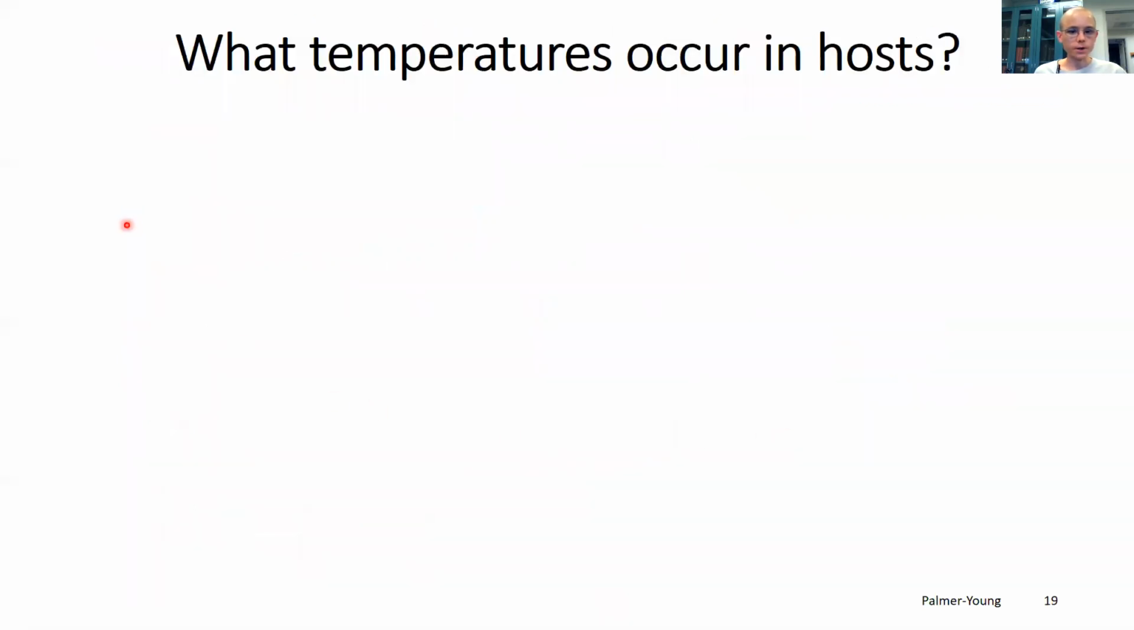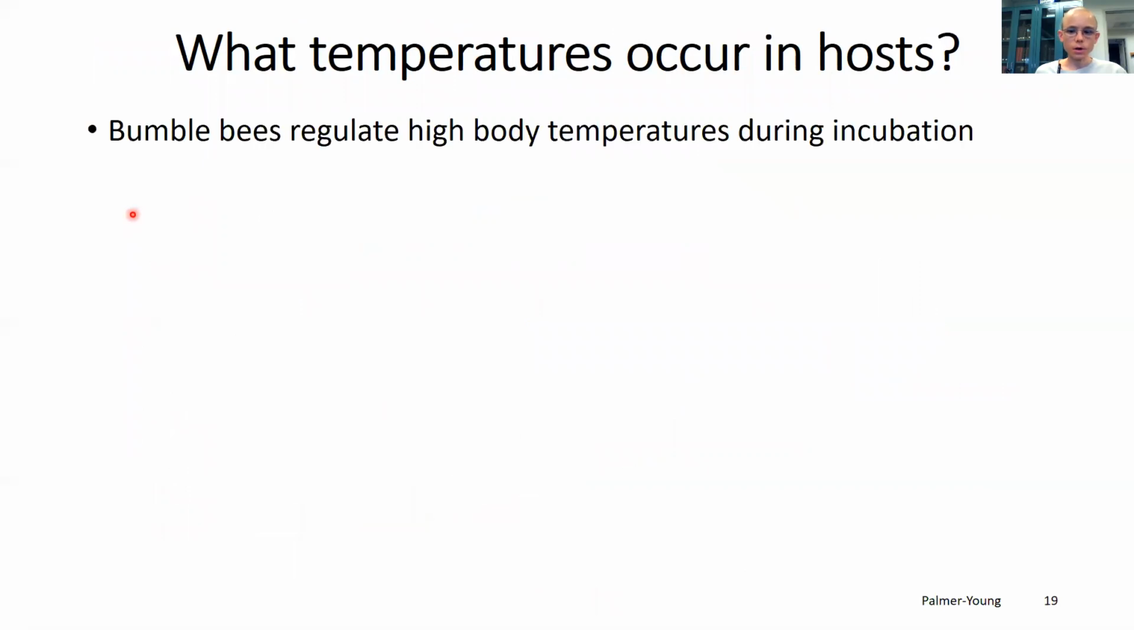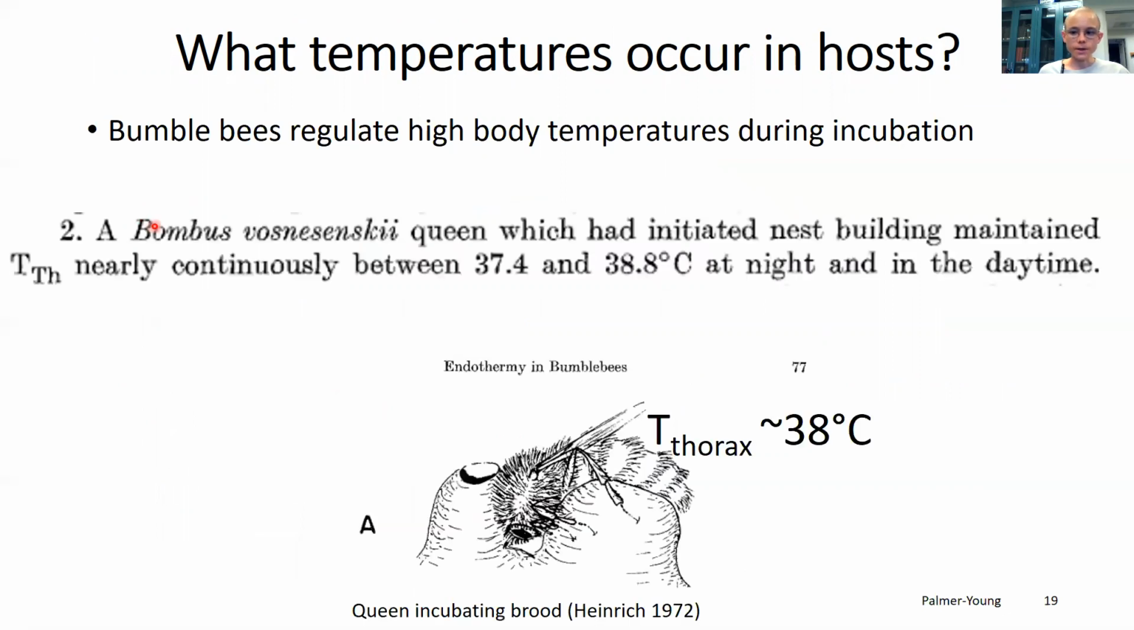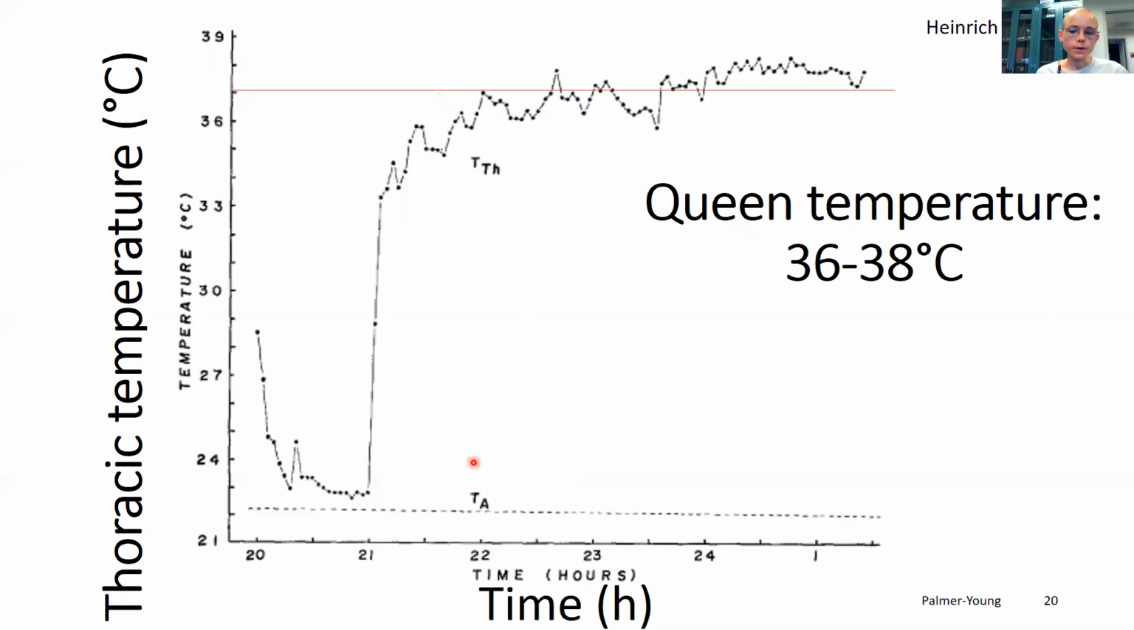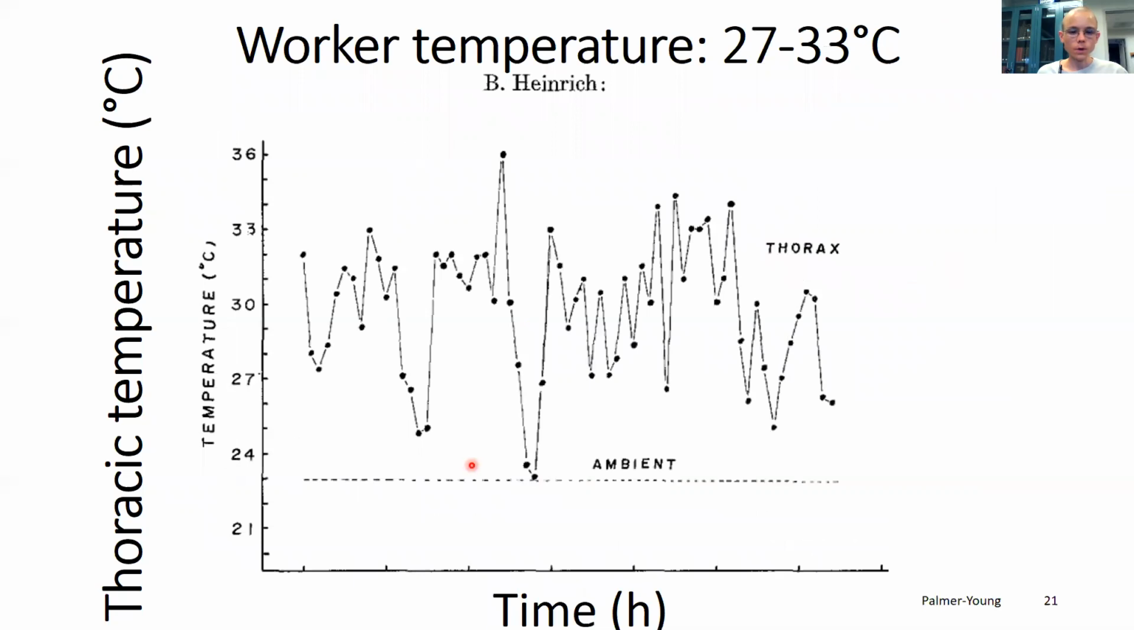What temperatures might parasites encounter in hosts? Recall that bumblebees are facultatively endothermic. Queen bumblebees generate heat in the nest to incubate eggs and larvae. Queens that have initiated nest building keep their thoracic temperatures above 37 degrees. Queens can maintain these high body temperatures day and night. How about workers? Like queens, they incubate eggs and larvae, and generally keep their body temperatures well above ambient, between 27 and 33 degrees.